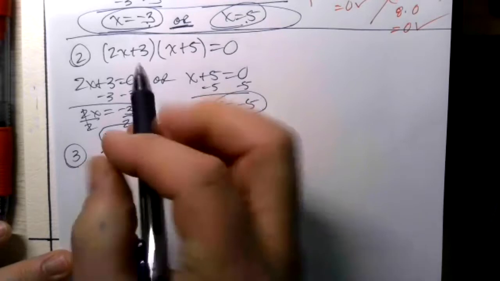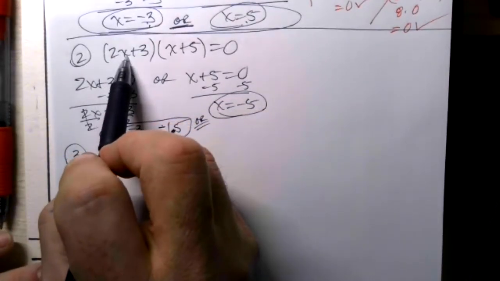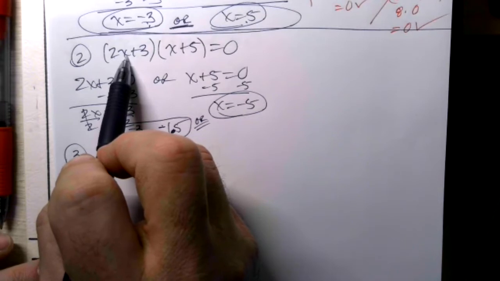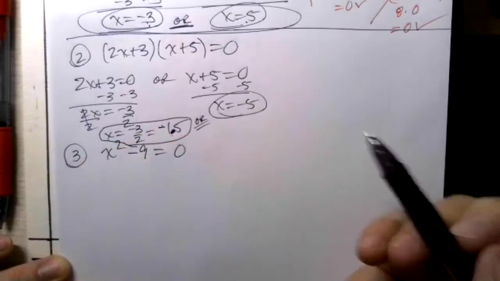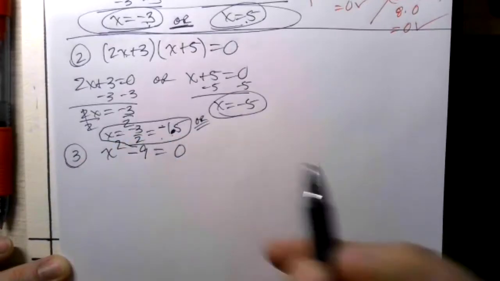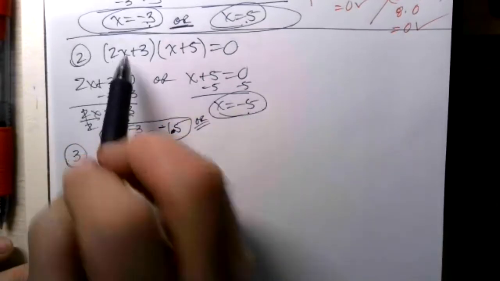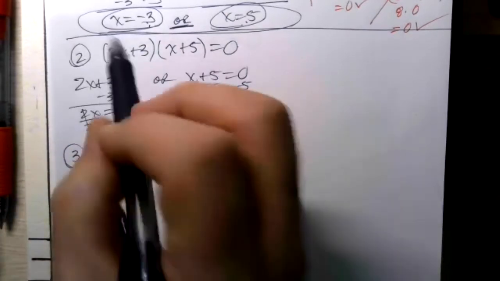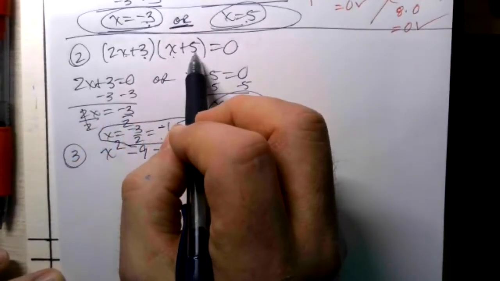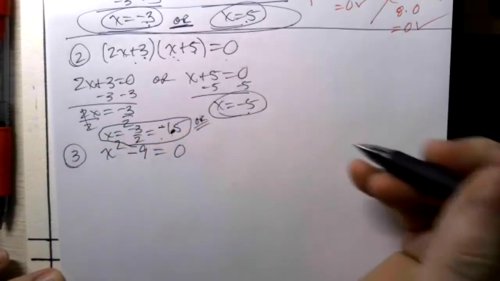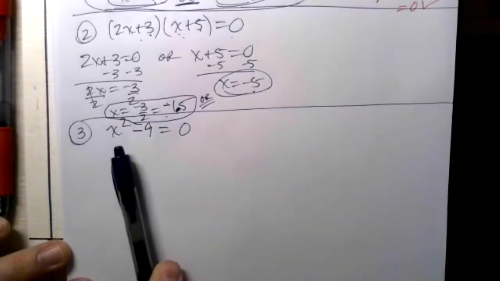Okay, so here we are. x equals -1.5. 2 times -1.5 is -3. -3 plus 3 is 0. 0 times I don't care what that is would be 0. So -1.5 is a solution. For -5, well, 2 times -5 would be -10, plus 3 is -7, times -5 plus 5 is 0. So -7 times 0 is 0. These work.